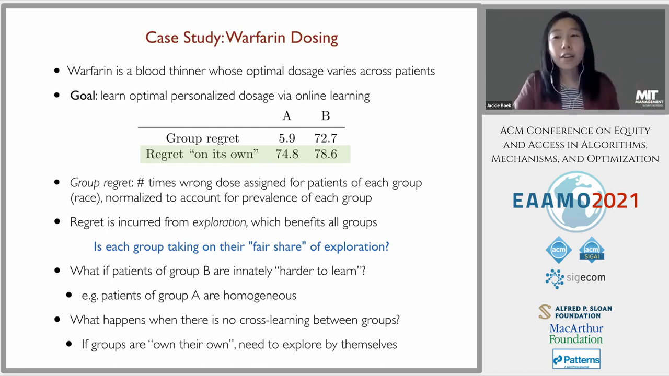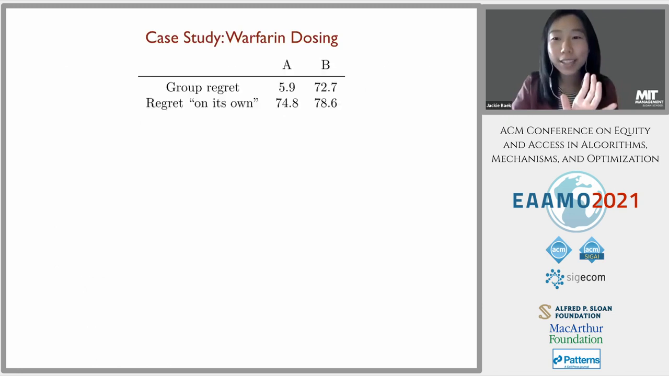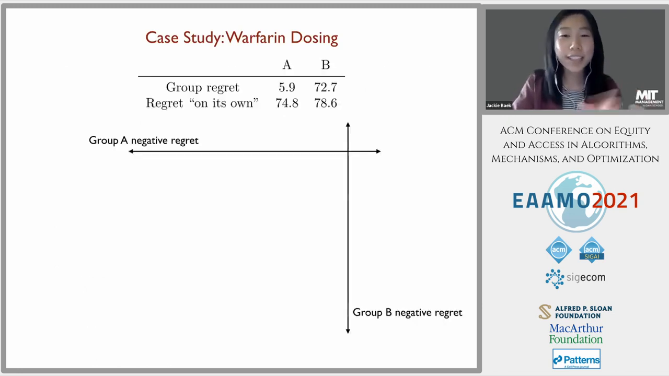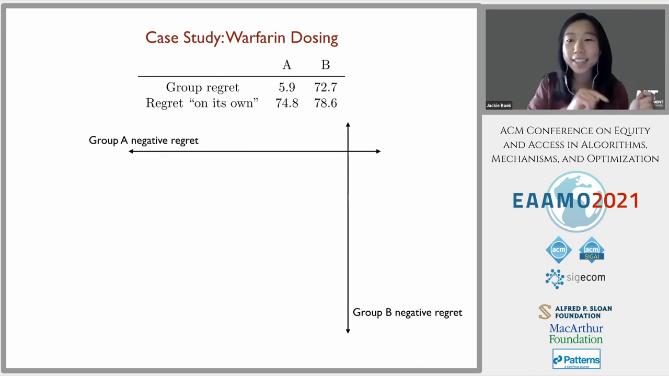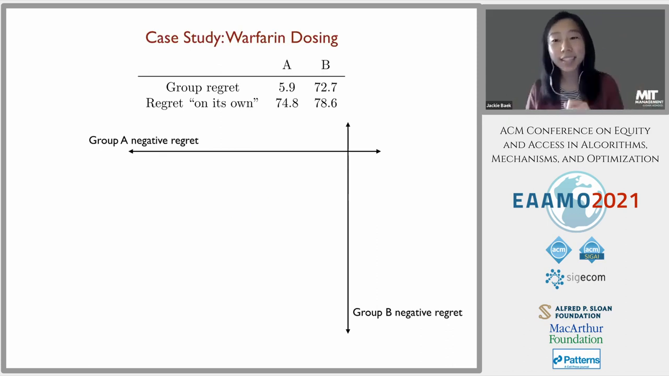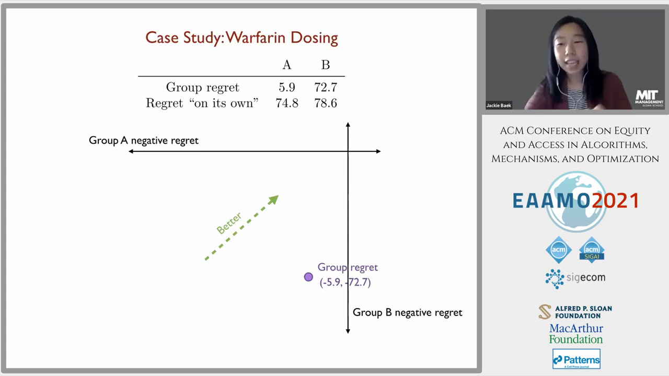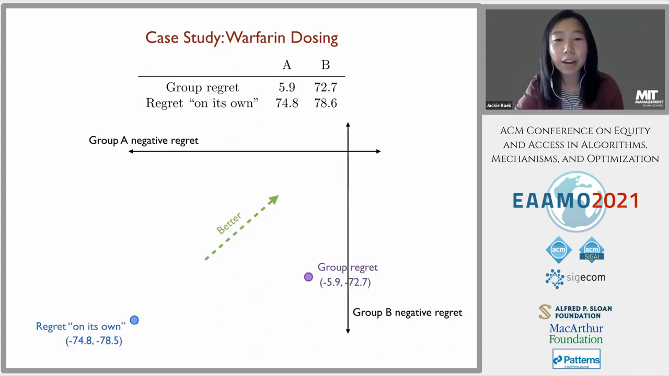So now I want to formally define fairness with respect to this example, and I'm going to do this by plotting these points on a graph. The two axes represent the two groups, group A and group B, and I'm plotting negative regret. Regret is something that's bad, so negative regret is something that's good. So it's better in this direction. The purple point is the outcome that we got, and the blue point is the hypothetical scenario when groups are on their own.